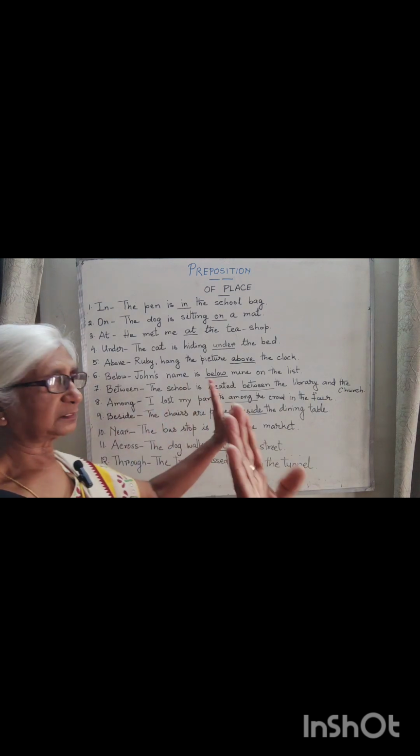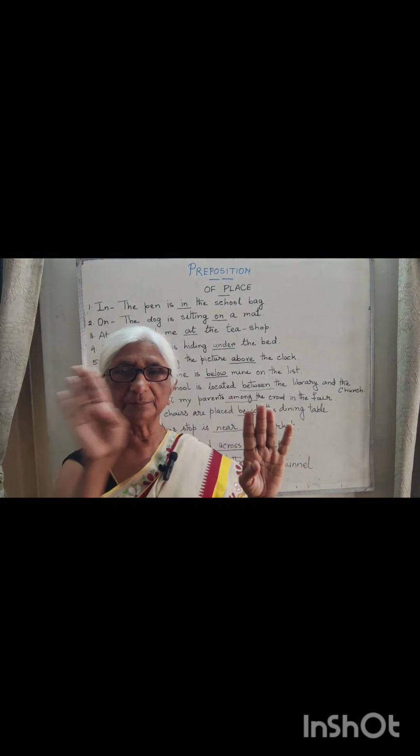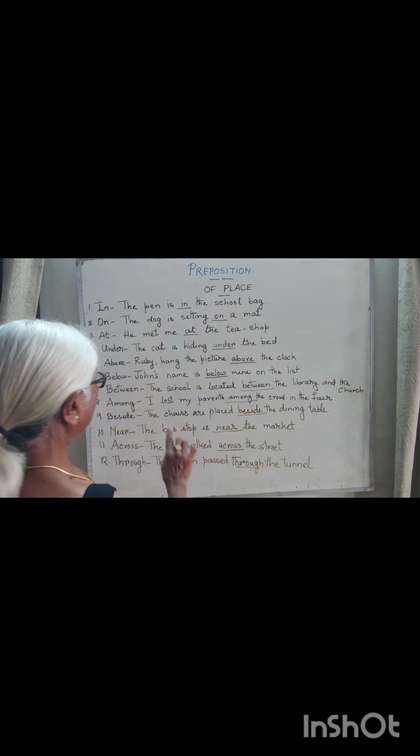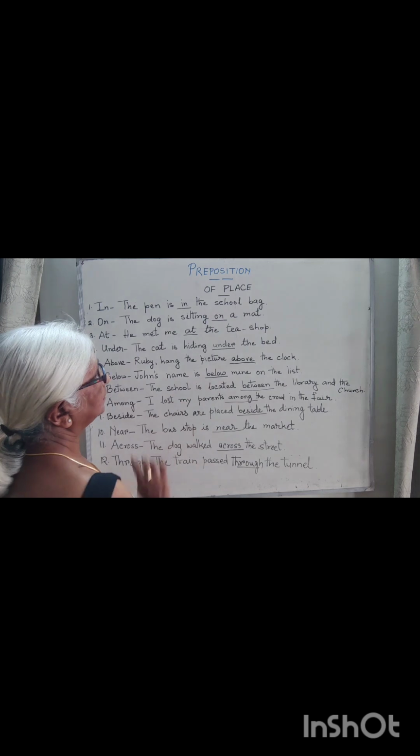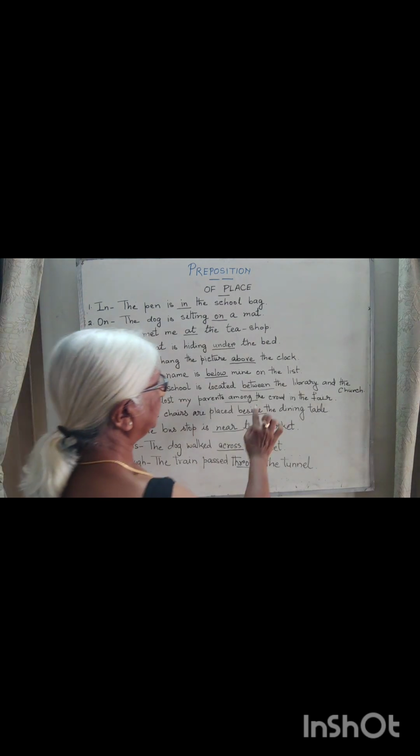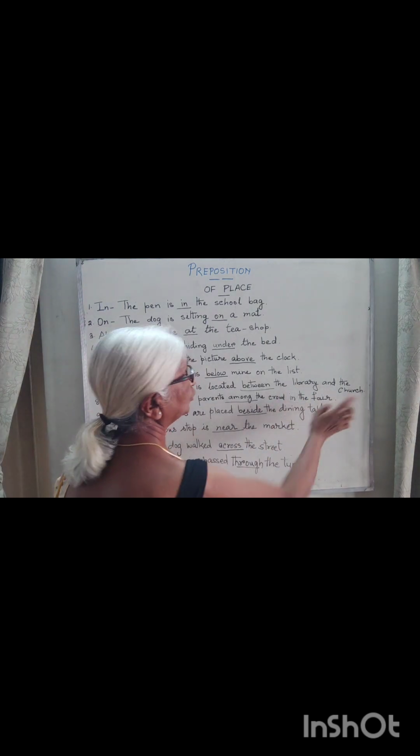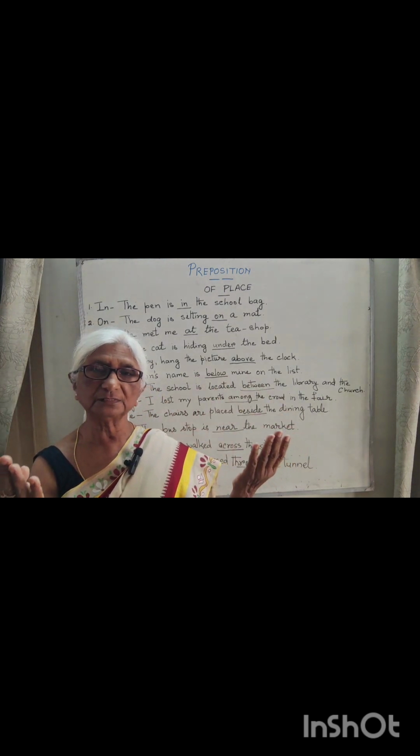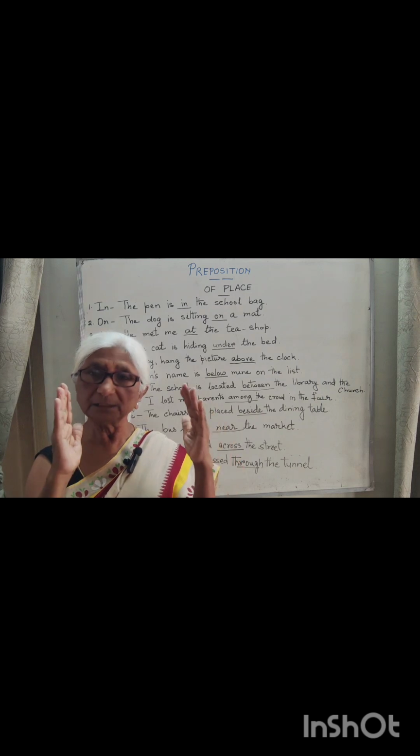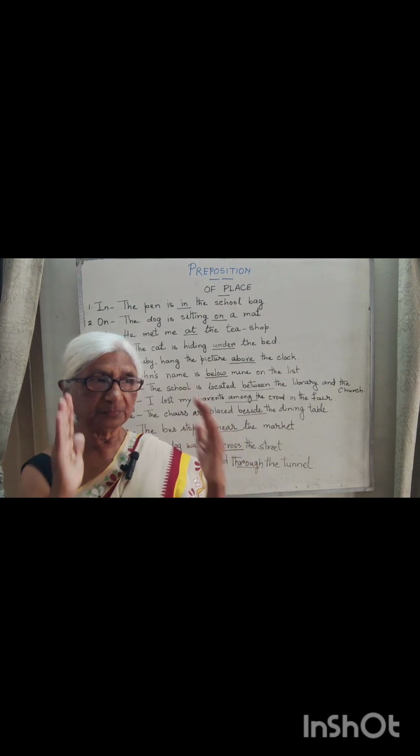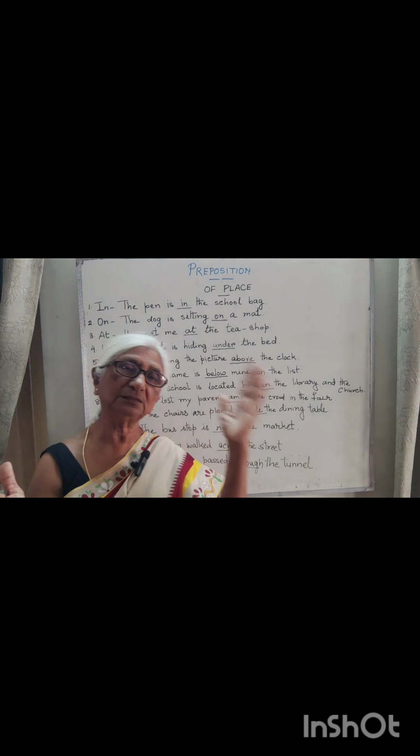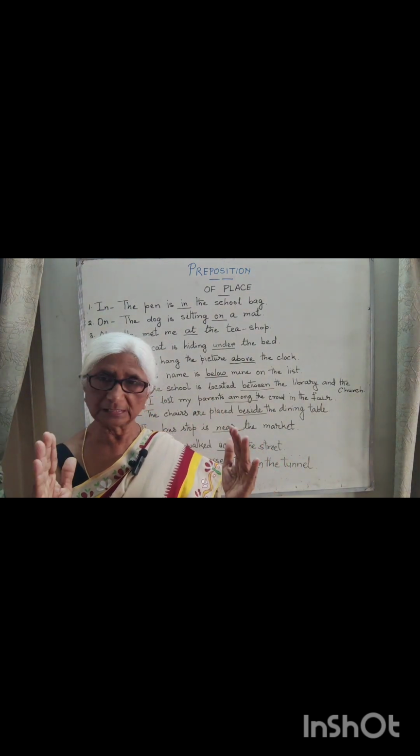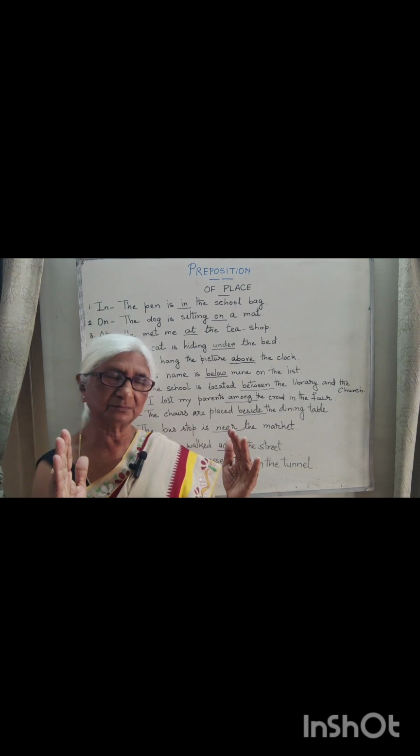Between. Between means when two objects are there and something is between them, then we use between. So, the school is located. Where is it located? Between the library and the church. There's a library on one side, there's a church on the other side, and the school is located in between. Okay? So, this position between one thing and the other thing, between one place and the other place, is called between. So, again it is a preposition of place, right?